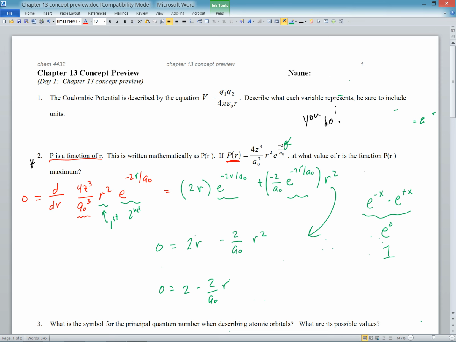Bring the 2 over there. You have a negative 2. r is going to equal a naught.